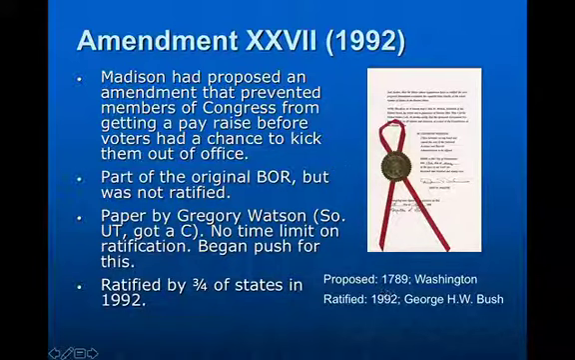The amendment, if you notice, was actually proposed along with the rest of the Bill of Rights in 1789. And it did not get enough states to ratify it then, and it had no due date on it. And some guy, Gregory Watson, found it. He was a research guy at some university, and he began to push to get this passed. And so in 1992, after that many years, the 27th Amendment actually becomes part of the Constitution, which is pretty cool.